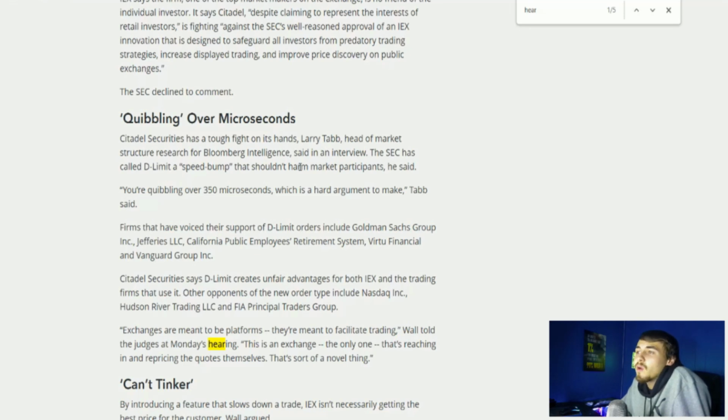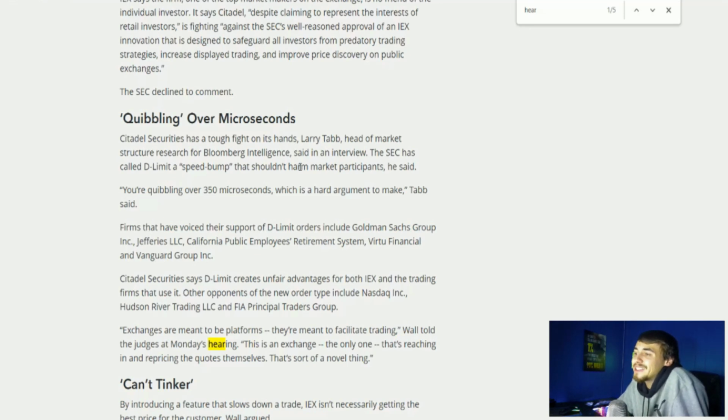Firms that have voiced their support of D-Limit orders include Goldman Sachs Group's Jeffries LLC, California Public Employees' Retirement System, Virtu Financial, and Vanguard Group. Citadel Securities says D-Limit creates unfair advantages for both IEX and the trading firms that use it. Other opponents of the new order type include NASDAQ, Hudson River Trading, and FIA Principal Traders Group. "Exchanges are meant to be platforms. They're meant to facilitate trading," Wall told the judges at Monday's hearing.